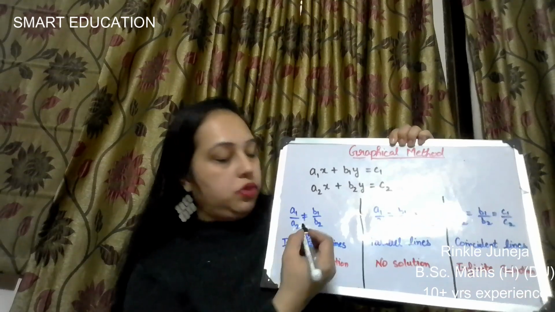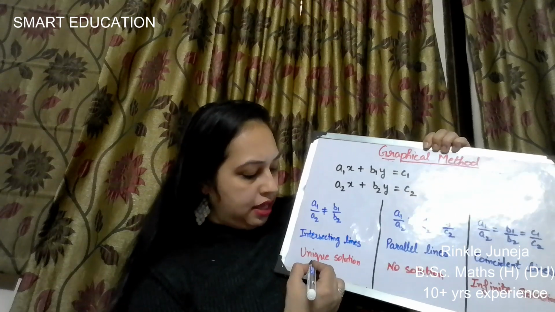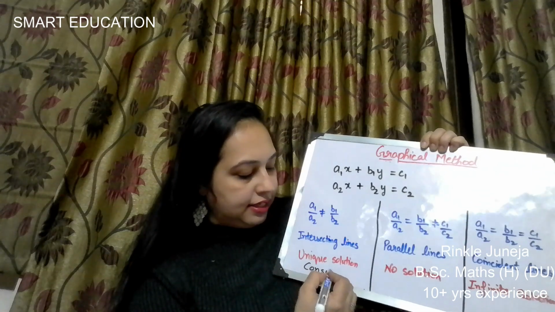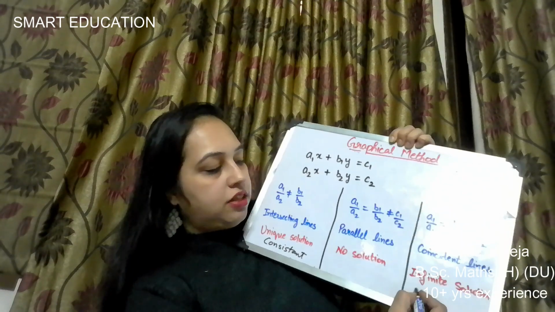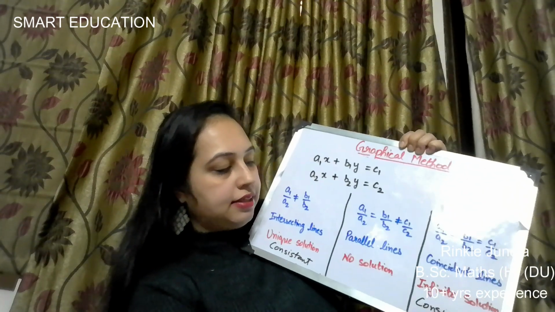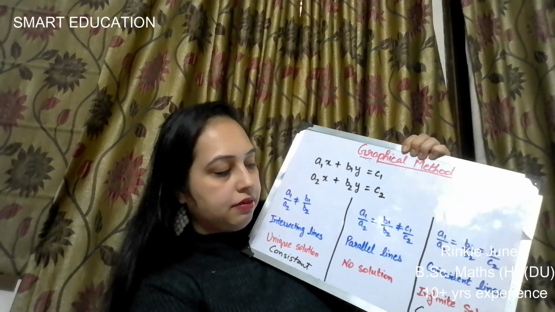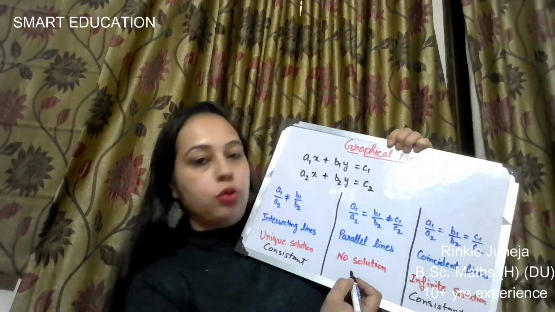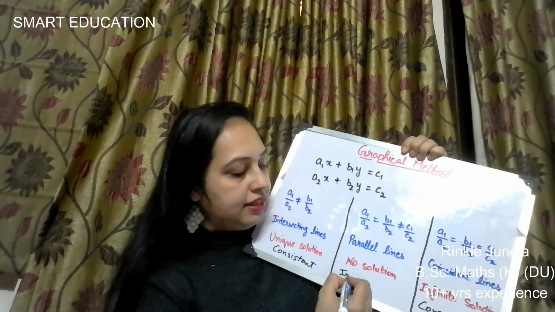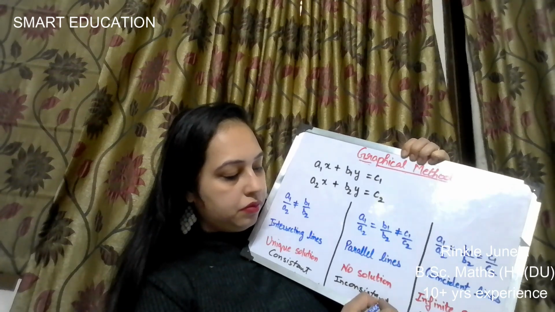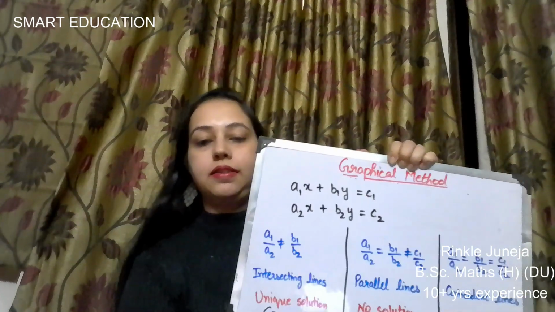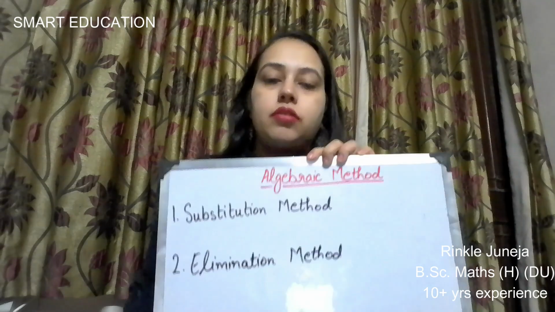Another term which we use is that for unique solutions, we say the lines are consistent. And for infinite solutions, the lines are also consistent because we get some answer. But in case of parallel lines, we have no solution, so this is called inconsistent lines.